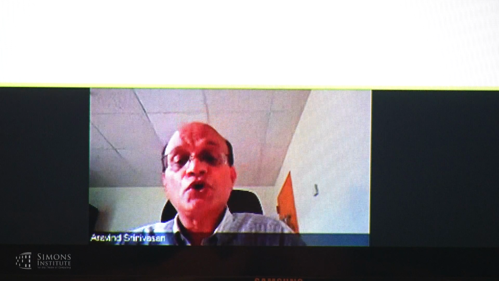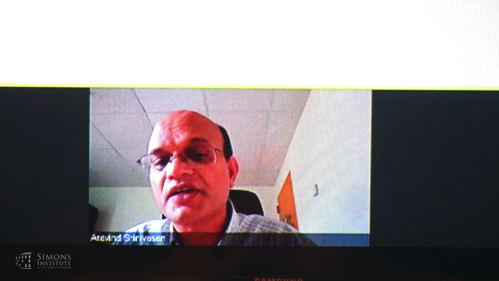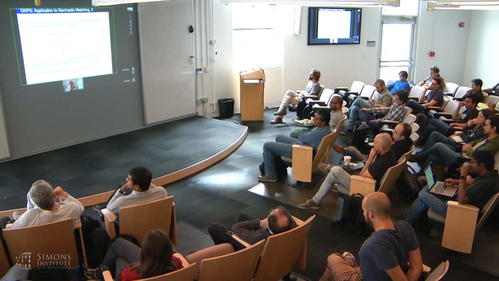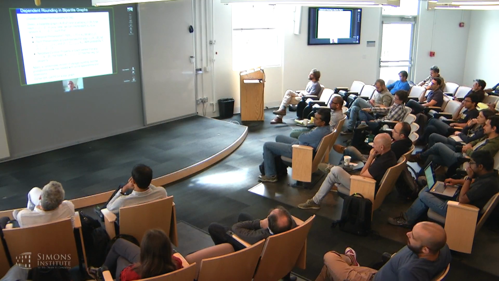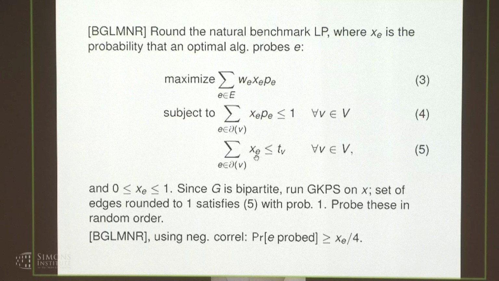Thank you. So once again, their algorithm is: you solve this relaxation, forget these constraints, and just run GKPS on this vector little x. If I go a few slides up, look at the second sum preservation constraint. The sum is preserved at every vertex, up to floor or ceiling, with probability 1. So coming back to our slide, if you run GKPS, then the constraints in 5 will be satisfied with probability 1. What GKPS gives you is a subset of edges that satisfy 5 with probability 1, so you don't need to worry about violating the patience of a vertex.